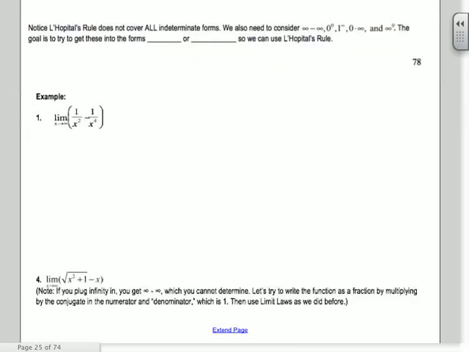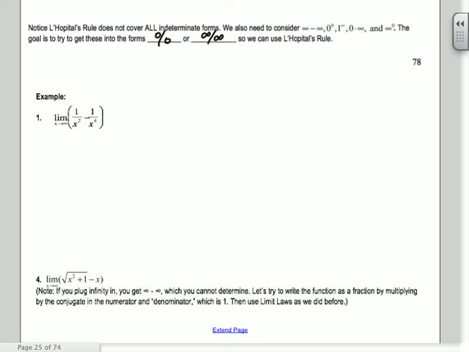Okay, so it says, notice L'Hopital's rule does not cover all indeterminate forms. So you also have these other ones, like infinity minus infinity, 0 to the 0, 1 to the infinity, oh, I forgot to say that one, and 0 times infinity and infinity to the 0. These are all different indeterminate forms. The goal is to try to get one of these into the form 0 over 0 or infinity over infinity, so you can use L'Hopital's rule.